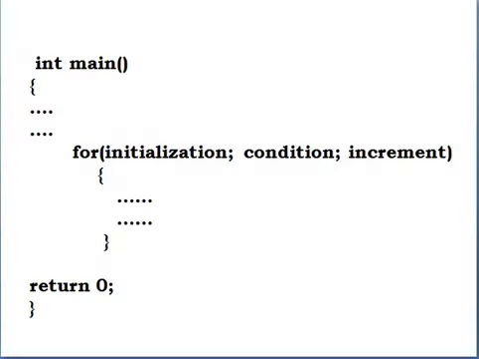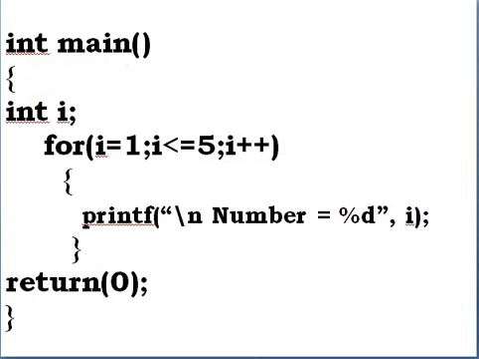Syntax, in main function for loop is going to start with a keyword for. It is having 3 parts along with initialization, condition checking and increment or decrement. Example, in main function one variable I is going to initialize with value 1.